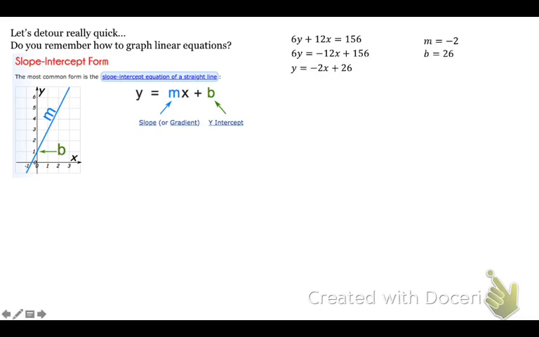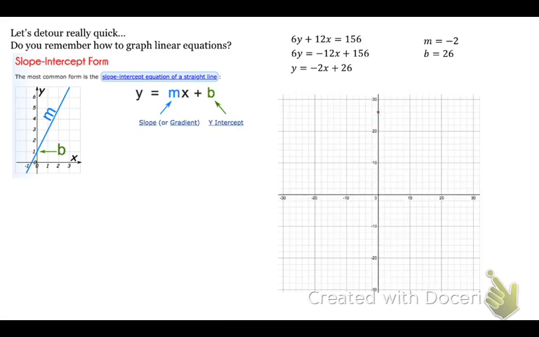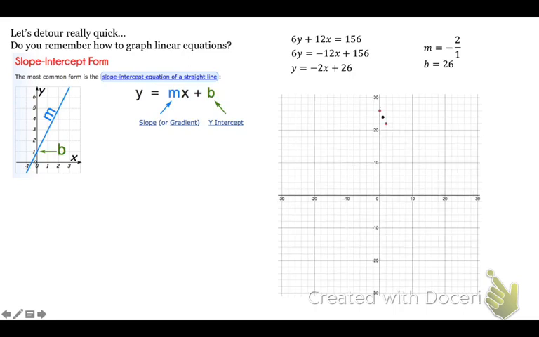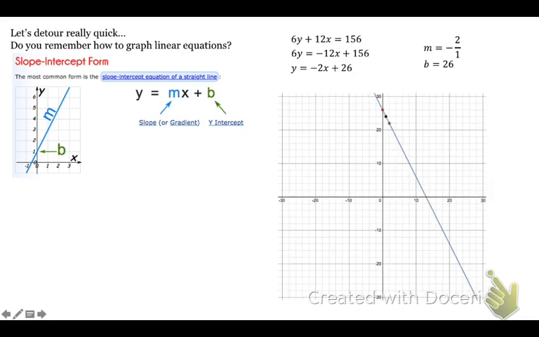And now in this case, my m equals negative 2 and my b equals 26. So again, I can graph that. I'm going to go up to 26. Now my slope is negative 2, so I'm going to go down 2 over 1. So there's my next point. Down 2 over 1, there's that point, and then I can just draw a line through those 3 points, and there we have it.